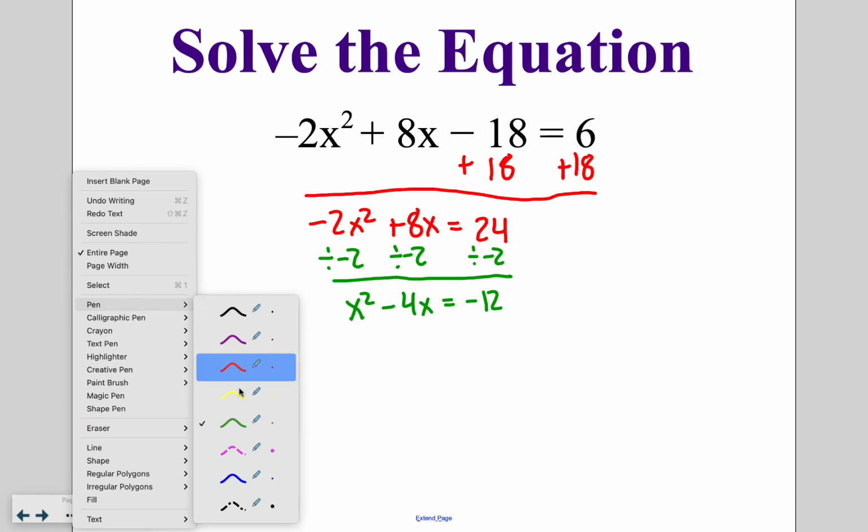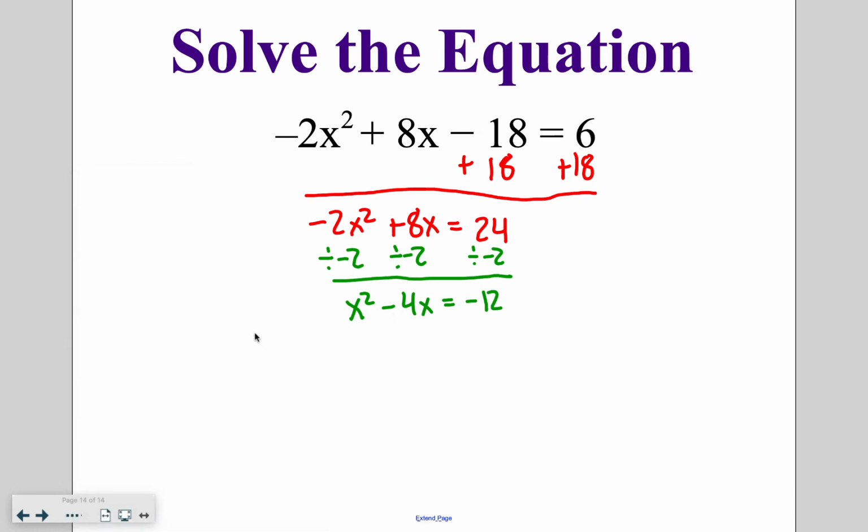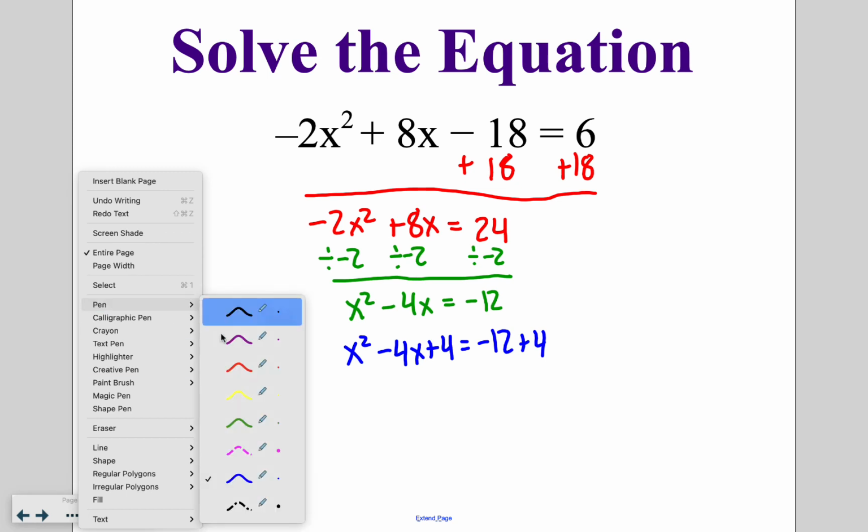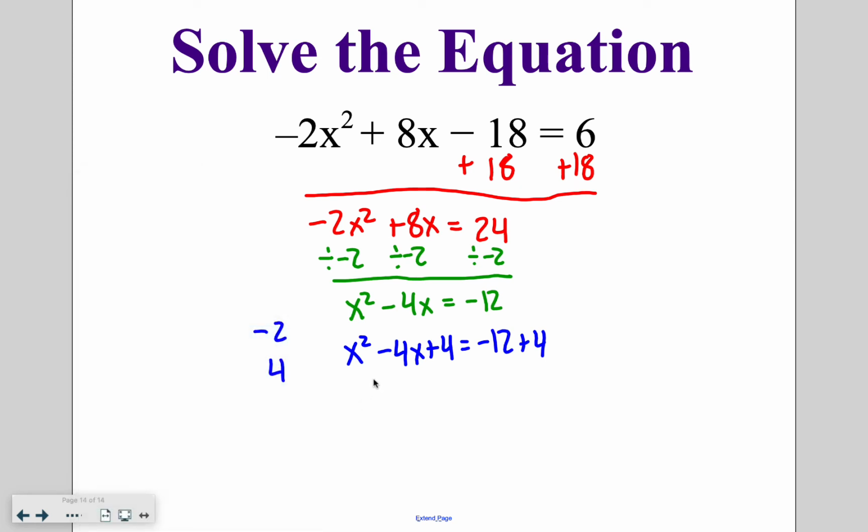Then I'm going to pull out my b value and cut that in half. So -2 squared is +4. I end up with x squared minus 4x plus 4 is equal to -12 plus 4. Then I am going to go ahead and factor and simplify. So I've got x minus 2 squared is equal to negative 8.